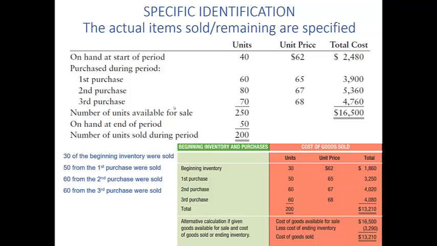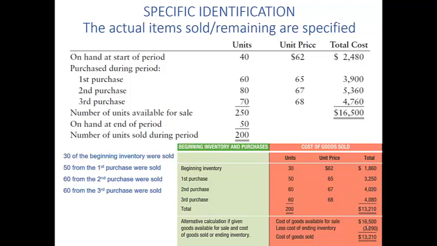60 from the second purchase, those cost 67 each, so 60 at 67. And then the third purchase, we sold 60 at 68. If we add those up, we get our cost of goods sold. Now, it's easy to take this figure and back into your ending inventory because all the goods we had available for sale was 16,500.